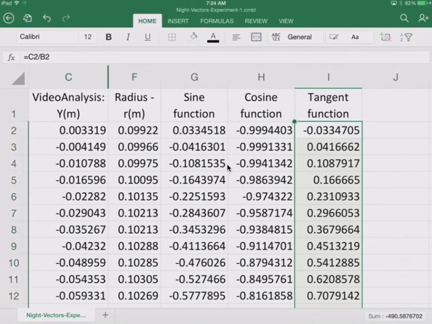So in the next video, I'm going to show you guys how to graph these functions. Those were our calculations, but now we want to graph them.